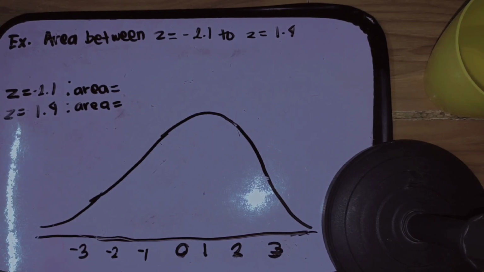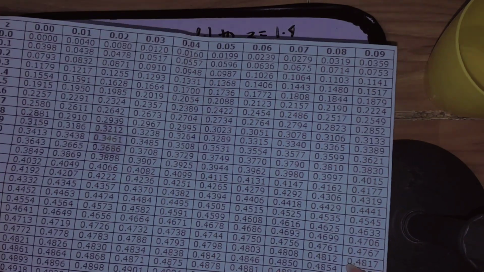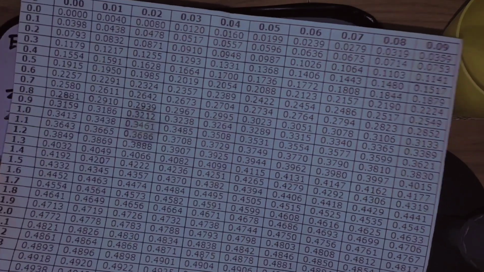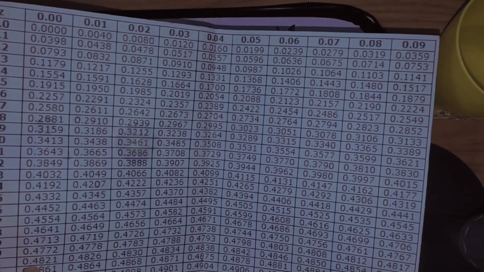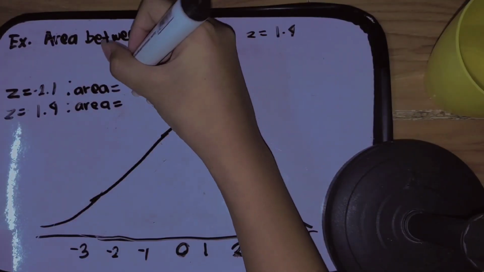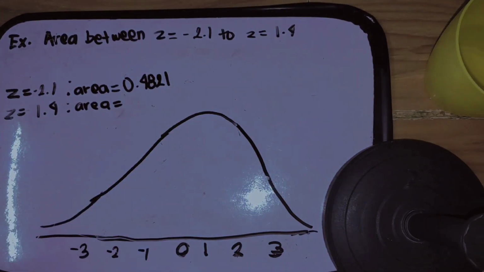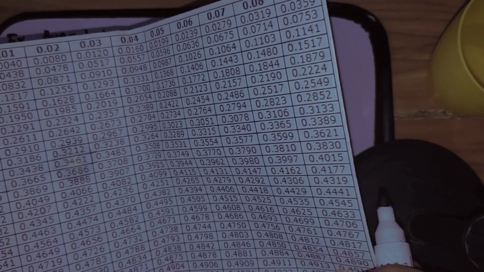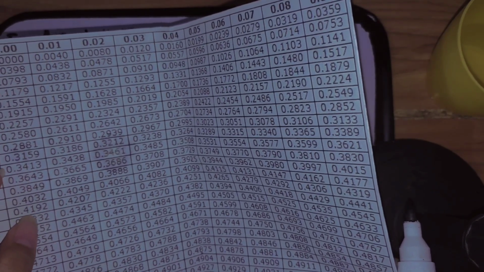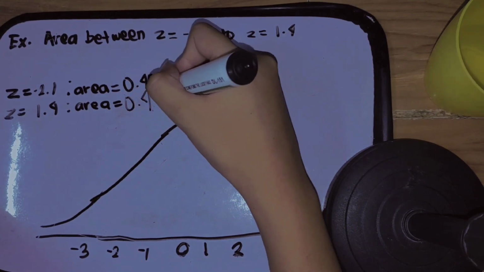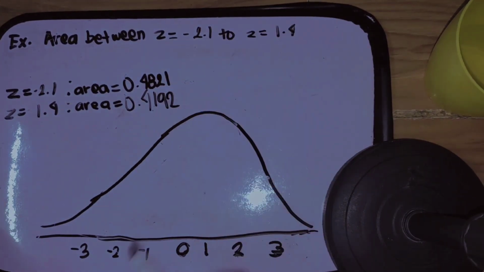And for our third example, area between z-score equals negative 2.1 to z-score equals 1.4. So, gamitin ulit natin ang z-table, negative 2.1. Dito din natin hahanapin ang negative. So, 2.1, 0.4821. And for 1.4, 0.4192.